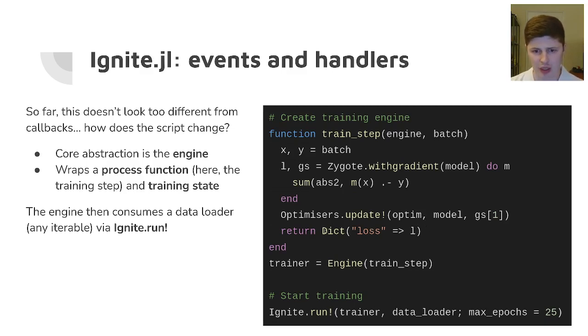So this is automatically stored in the output of the trainer state, and we can see how that's used in the further examples. Now that we have a rough idea of what an engine is, it just wraps a process function that does your training step. Let's see what else we can do.